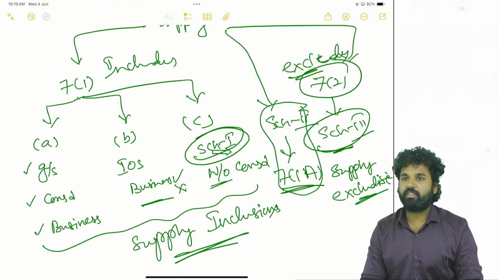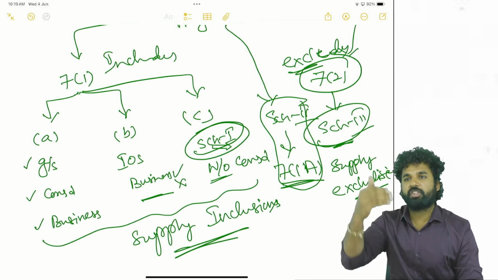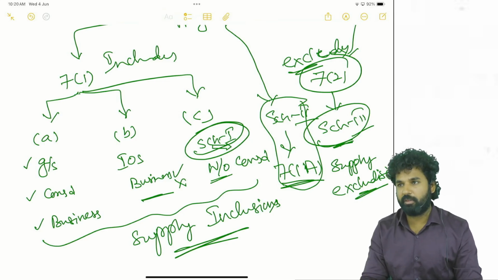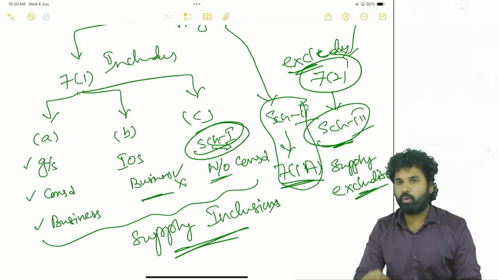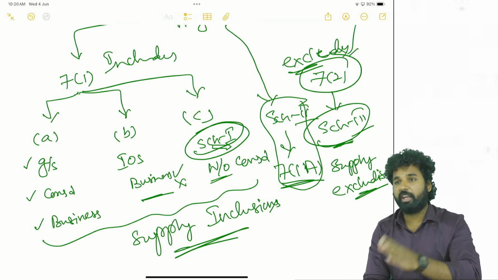Now 7.1c. What are they telling? Even though the activities or transactions are happening without consideration, still it will be regarded as supply. There is a list of some activities which are given under schedule 1. So when these activities are coming, they will be treated as supply only, even though they are made without consideration.